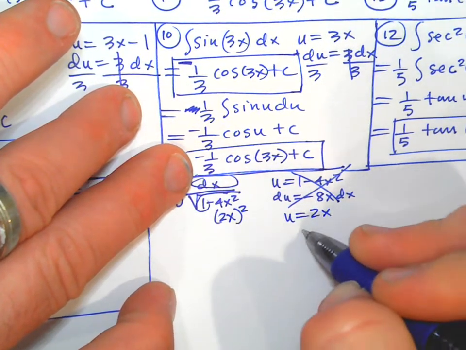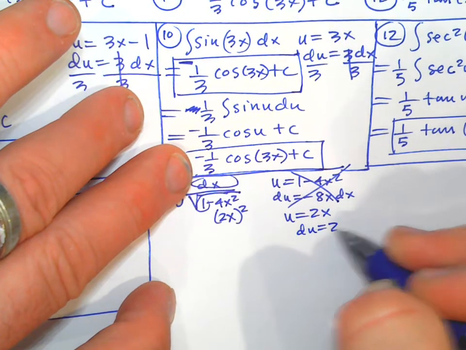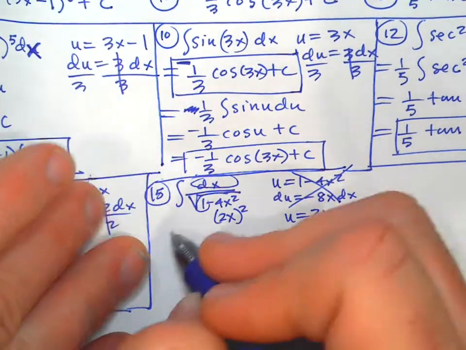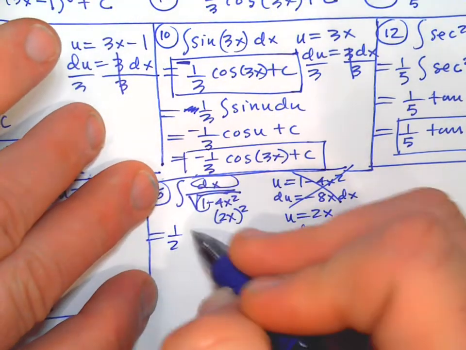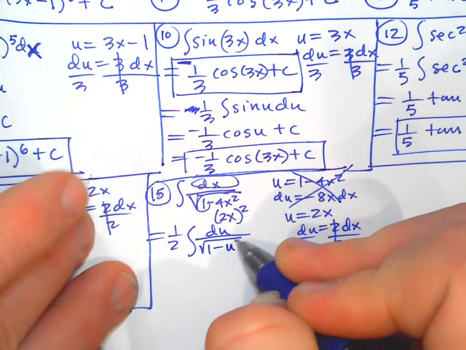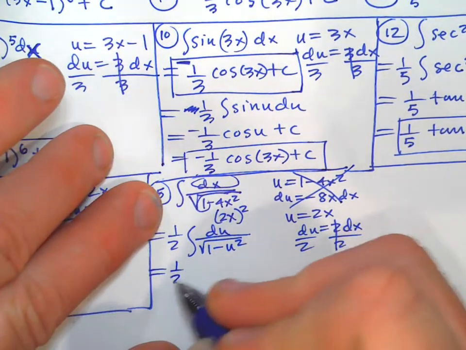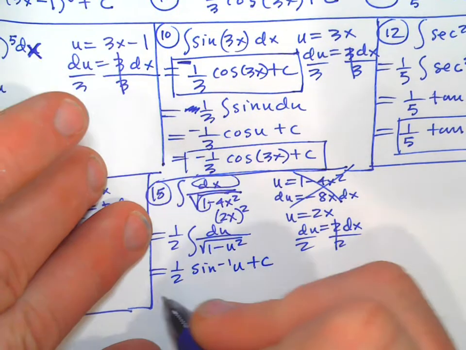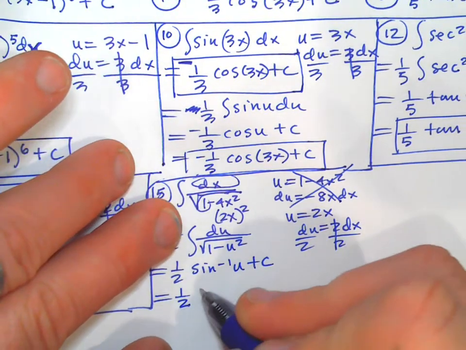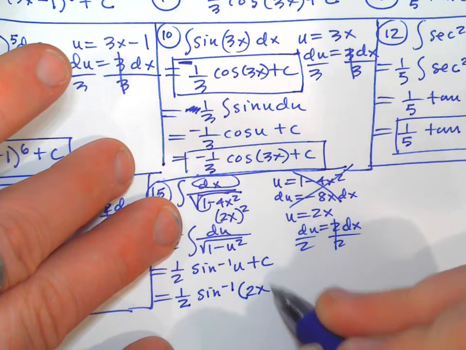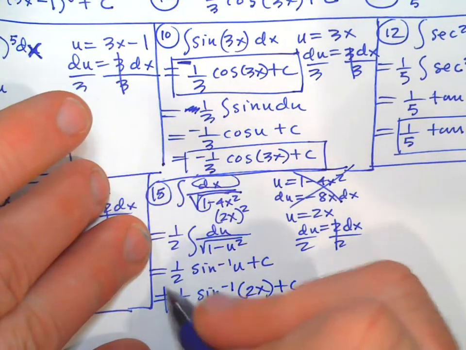u equals 2x. du equals 2 dx. I don't want the 2. So when I rewrite this, it's going to be 1/2 du over the square root of 1 minus u squared, which is 1/2 inverse sine of u plus c. Final answer, written in terms of the original variable, 1/2 inverse sine of 2x plus c.